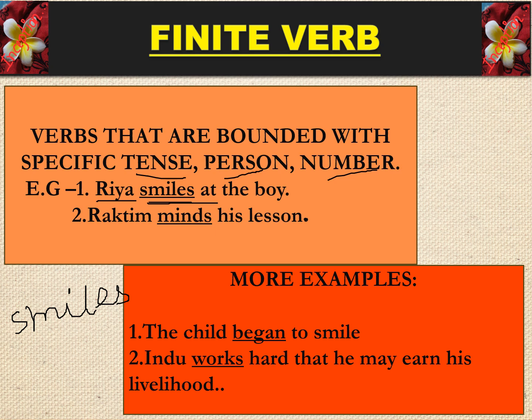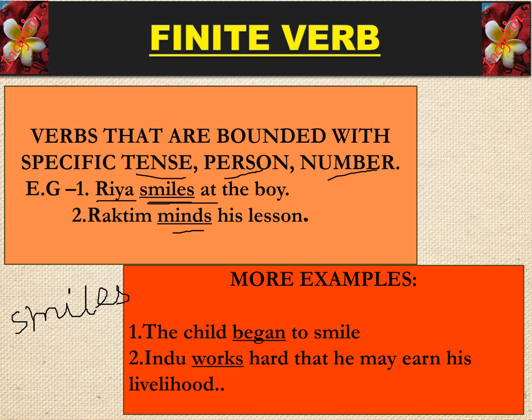Next, Roktim minds his lesson. Minds, same rule, third person singular number. That's why we are adding s to the main verb mind. So mind is changing its form according to the person rule, right? That's why it is a finite verb. We'll see more examples.